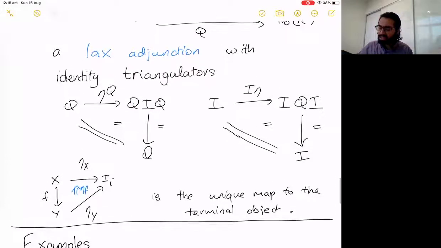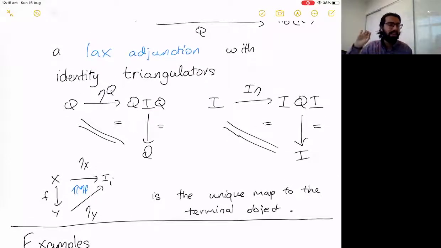Okay, so just for a little bit of intuition, the lax naturality constraint. First of all, the component of our lax natural transformation will be the chosen terminal object in our HOM category. And the lax naturality constraint on a morphism will be the unique map in that HOM category to the terminal object.